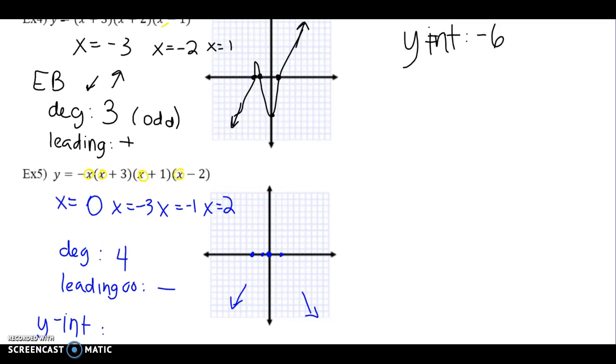Do any of them bounce? Nope. We're just going for our ride. Going through, cross, cross, cross, and down.